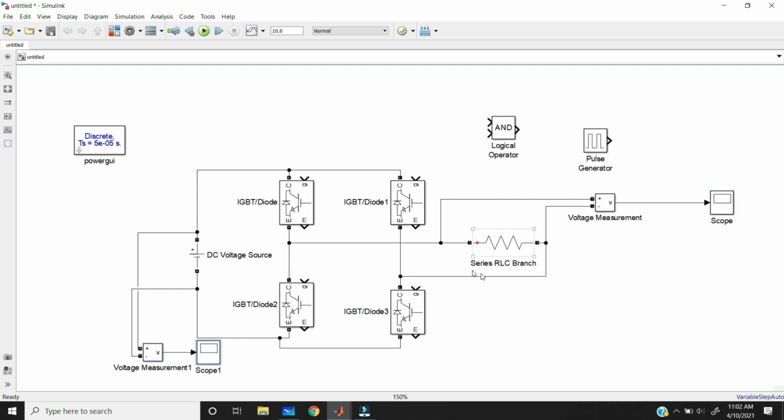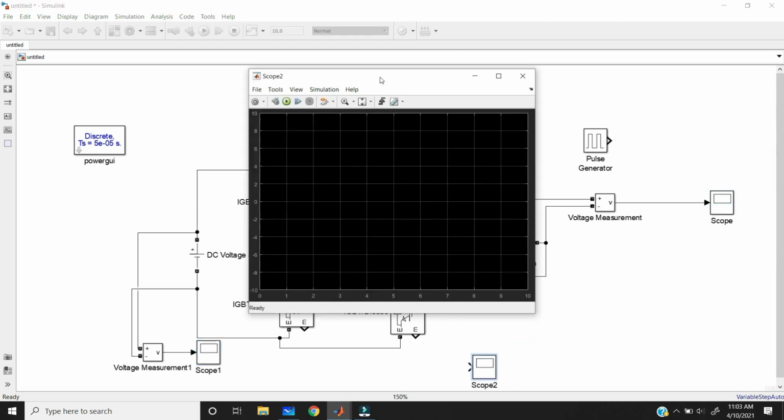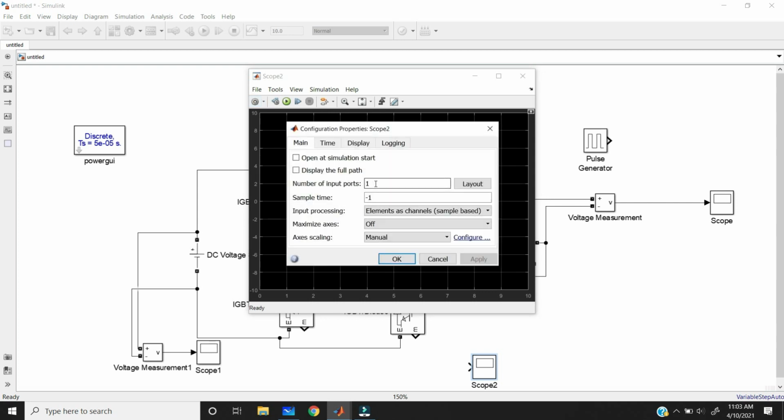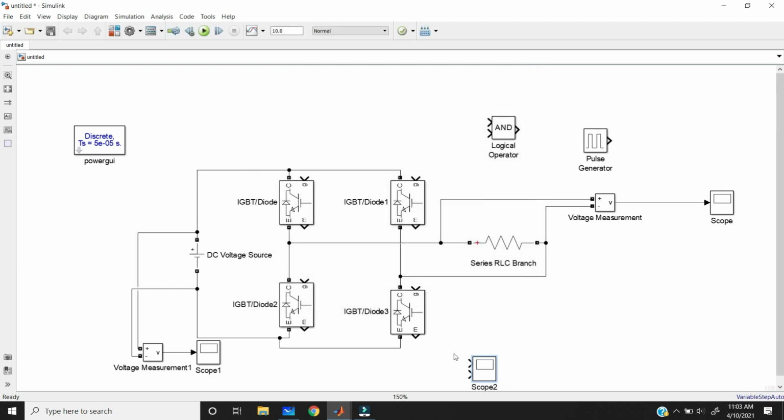Okay, to measure these two waveforms in a single scope, if you want to see input as well as output in a single scope, take another scope and open this one. Go to settings. Here you can get the number of input ports as 1, but you can change it to 2. Why? Because I want to give the input signal and output signal to a single graph. That's why I'm taking 2. Now click on OK. Now you can close it. So take this to input and give this other one to output. Here you can see the input and output in a single graph in scope 2 only.